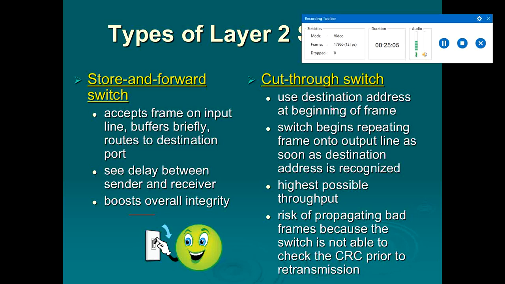Next is the cut through switch. This switch takes advantage of the fact that the destination address appears at the beginning of the MAC frame, and it begins repeating the incoming frame on the appropriate output line as soon as the layer 2 switch recognizes the destination address. So it gives us the highest possible throughput, but there is a risk of propagating bad frames because the switch may not be able to check the errors before retransmission. So it is not able to check the CRC.